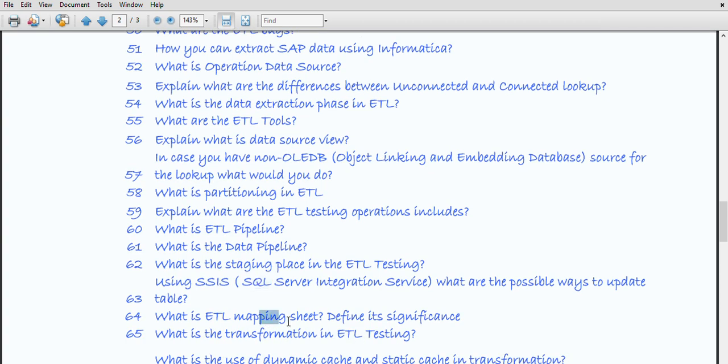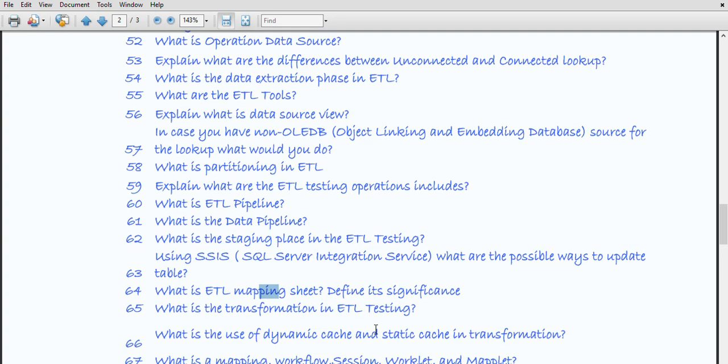Then what is an ETL mapping sheet and define its significance? Basically, the ETL mapping sheet contains all necessary information from the source file and stores the details in rows and columns. And the mapping sheet helps in writing SQL queries to speed up the testing process.